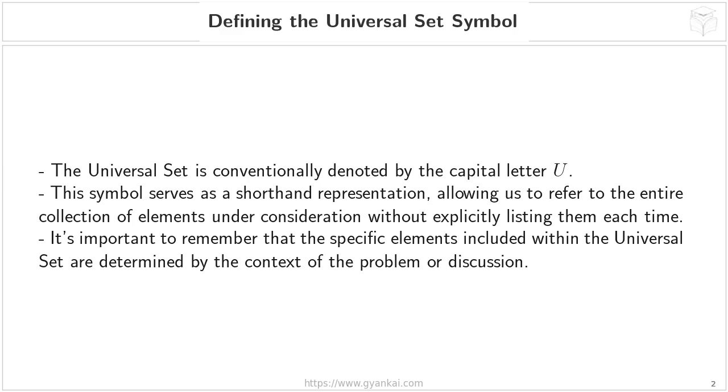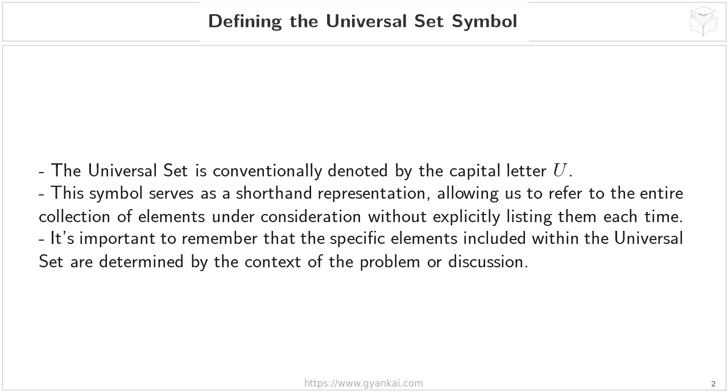Now, this is a really important point to grasp. The specific elements within the universal set aren't fixed. They depend entirely on the problem you're trying to solve. Think of it like this. If we're talking about even numbers, our universal set might be all whole numbers. But if we're only interested in even numbers less than 10, then our universal set becomes a much smaller set: 0, 1, 2, 3, 4, 5, 6, 7, 8, and 9.